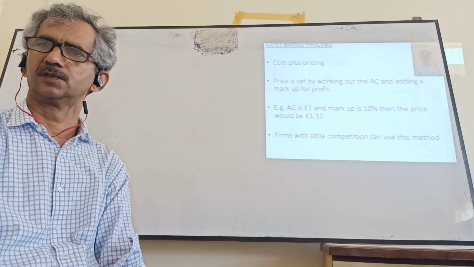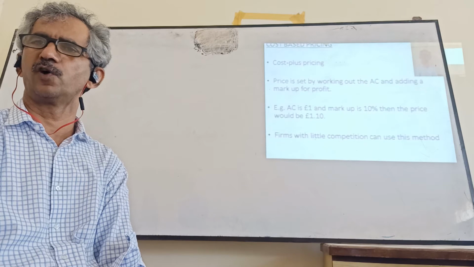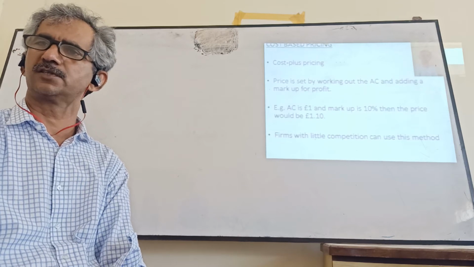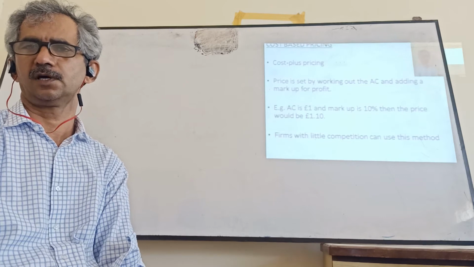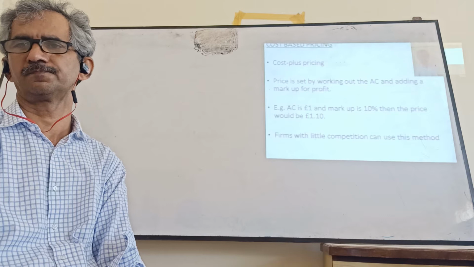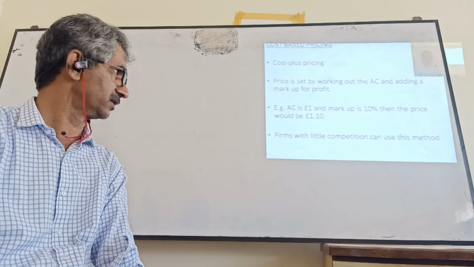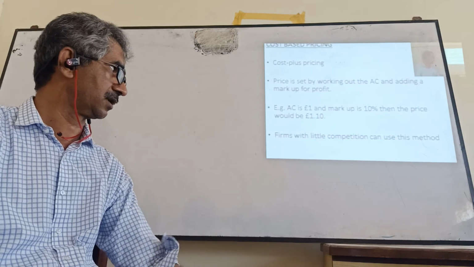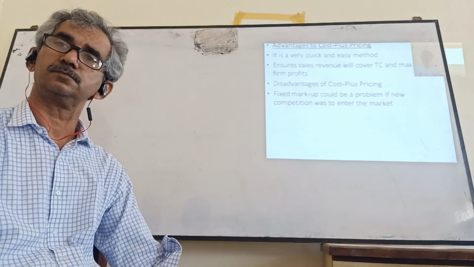Cost-based pricing means cost plus pricing. Price is set by working out the average cost and adding a markup for profit. Suppose average cost is £1 and markup is 10%, then the price would be £1.10 sterling. Firms with little competition can use this method, cost plus pricing.